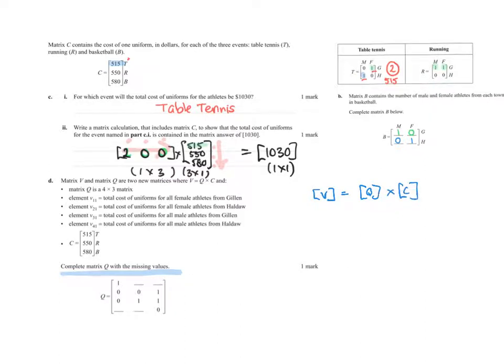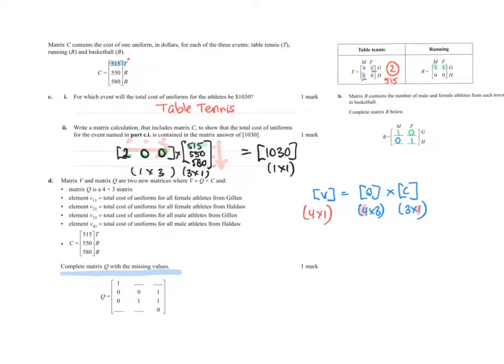All right. They're telling me that Q is a 4 by 3, and C I can see is a 3 by 1. So V must have been a 4 by 1. So I know that, a 4 by 1.